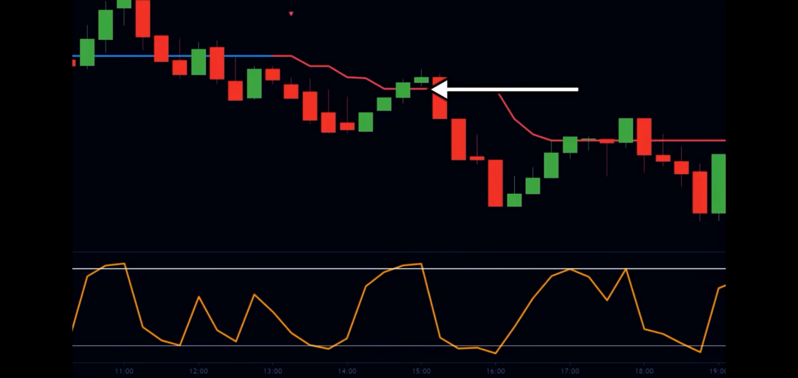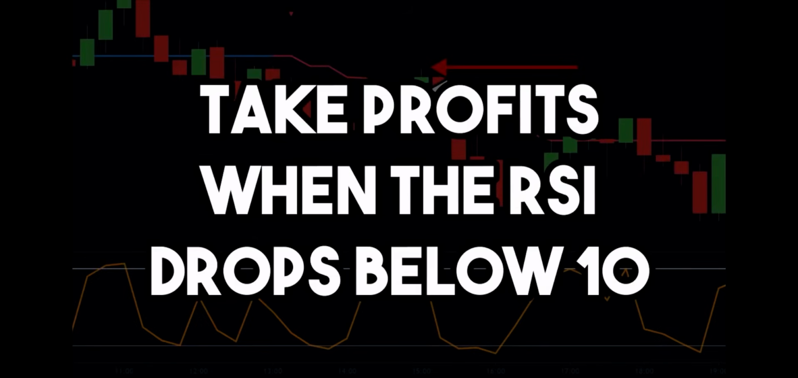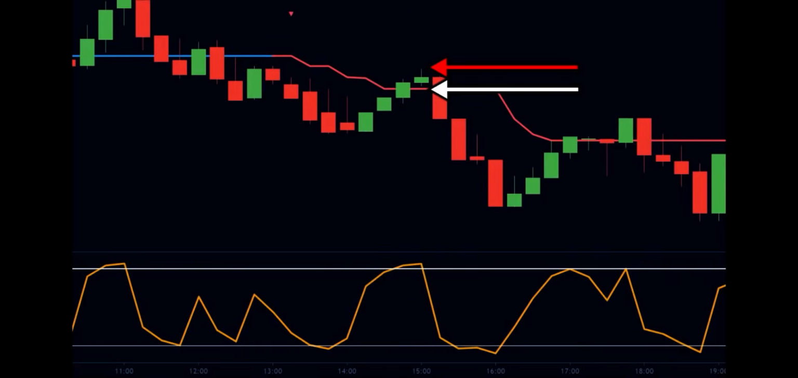As you can see, the next candle does trigger our entry. So, we keep our stop loss above the high of our trigger candle. For targets, we will exit when the RSI drops below 10. So, we exit on the close of this candle as the RSI goes below 10.